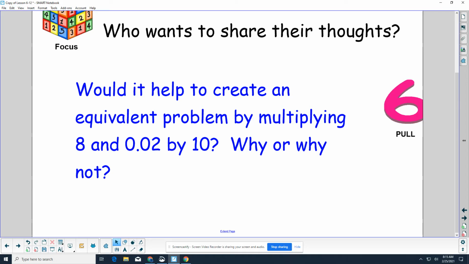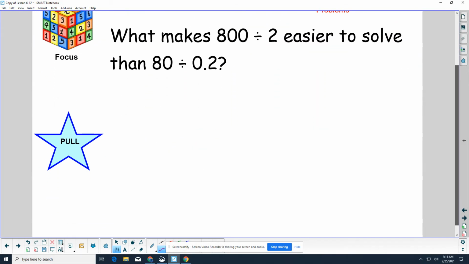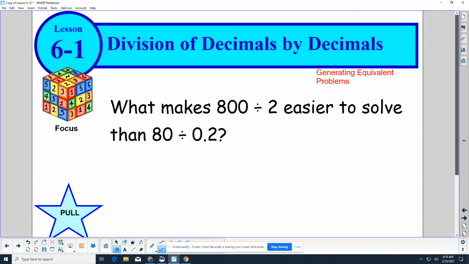So would it help to create an equivalent problem by multiplying 8 and 2/100 by 10? Why or why not? So we just looked at that. And if I was to do that, here's what would happen. I would get 80 divided by 2/10. The problem with that is it's not really helping me because I still have to deal with the decimal situation, right? And so doing 80 divided by 2/10 doesn't help if I multiply by 10. That's why I'm multiplying by, in this case, 100, because I want my divisor to be a whole number if possible. What makes 800 divided by 2 easier to solve than 80 divided by 2/10? Well, simply eliminating that decimal and it's whole number division.